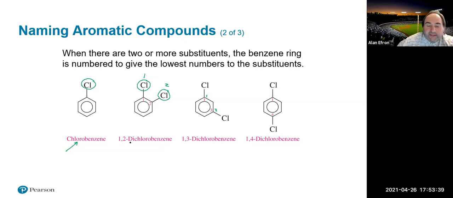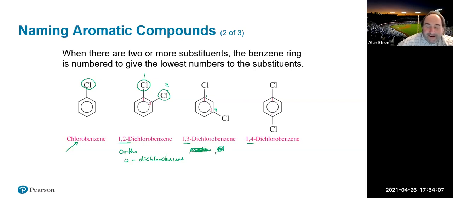Now, these locations on a benzene ring are also important because they also have some names. The 1,2 location is what is sometimes referred to as the ortho location, or O, and sometimes people will just go O-dichlorobenzene, again representing the location of 1 and 2. The 1,3 location is what is referred to as the meta location.